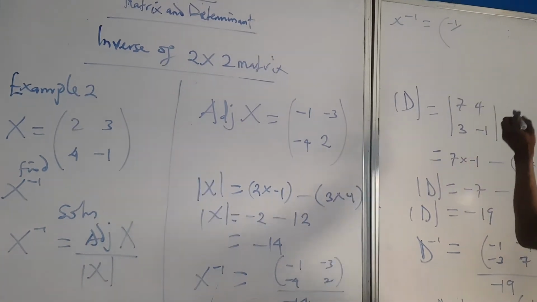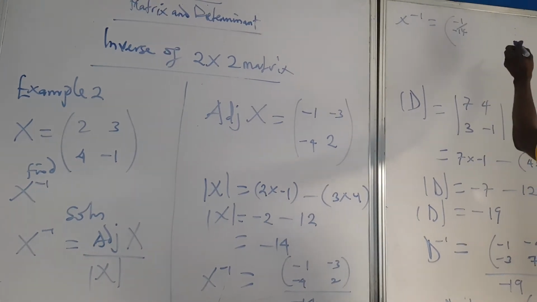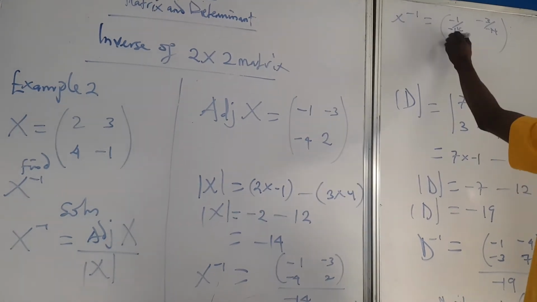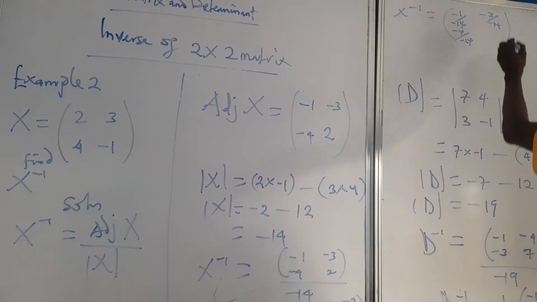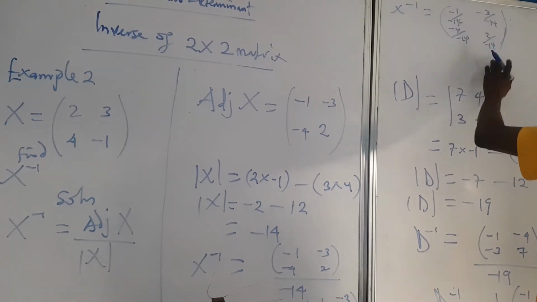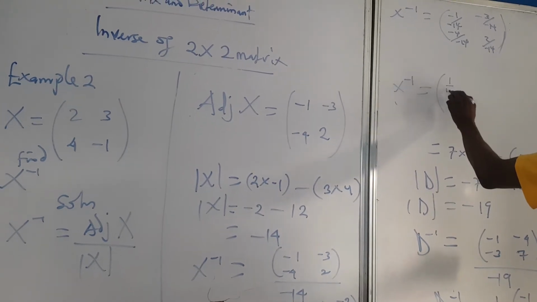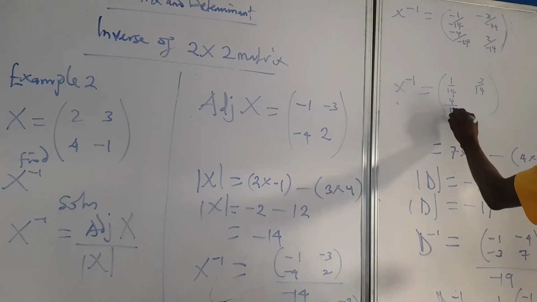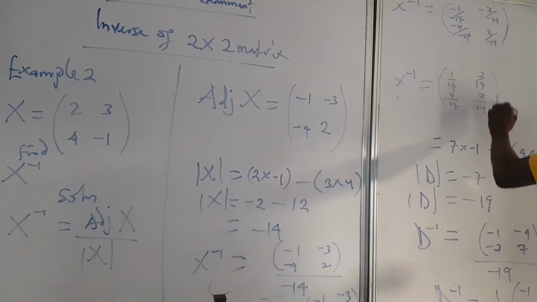minus 1 over minus 14, and minus 3 over minus 14. We have minus 4 over minus 14, and we have 2 over minus 14. And this is the same thing as X inverse equals 1 over 14, 3 over 14, 4 over 14, and 2 over minus 14. And that is that.